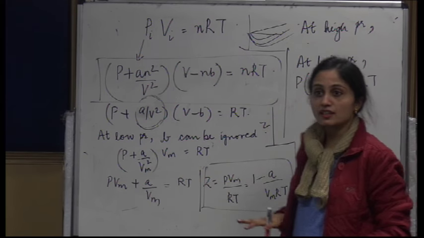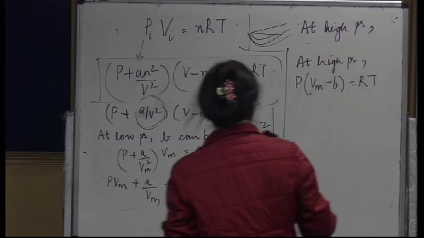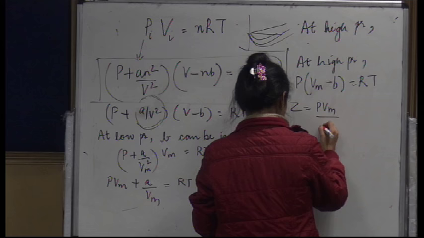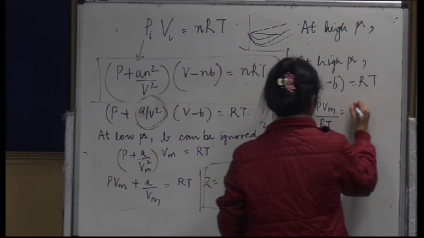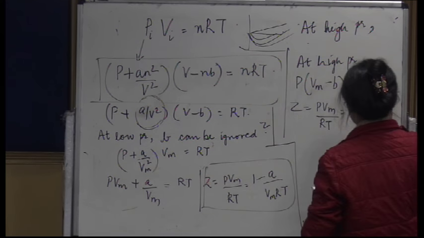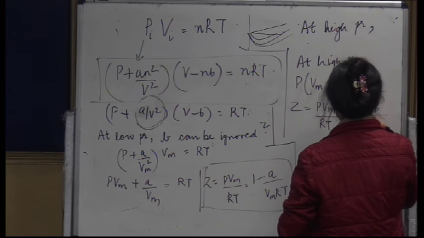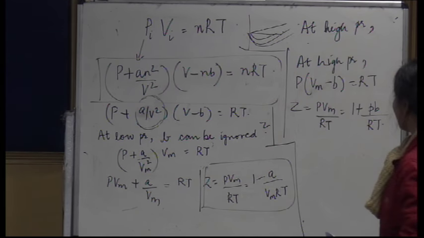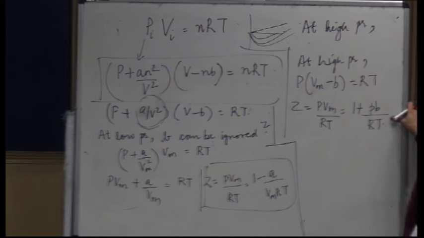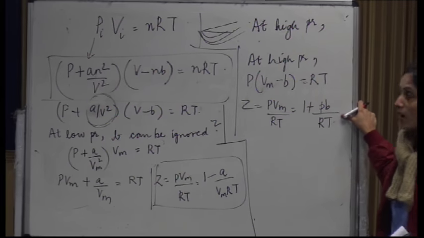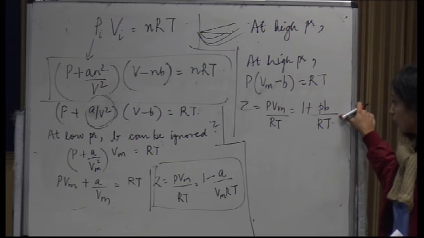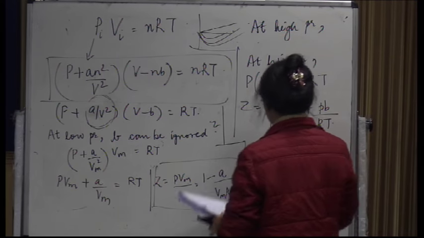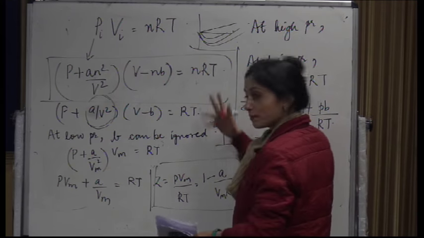Again, get the Z term here quickly from here. What will your Z term be equal to? Your Z will be equal to PVm by RT, which will be equal to 1 plus PB by RT. You can just note it down straight away. Your Z will be equal to 1 plus PB by RT. Now remember that this is at high pressure regions.